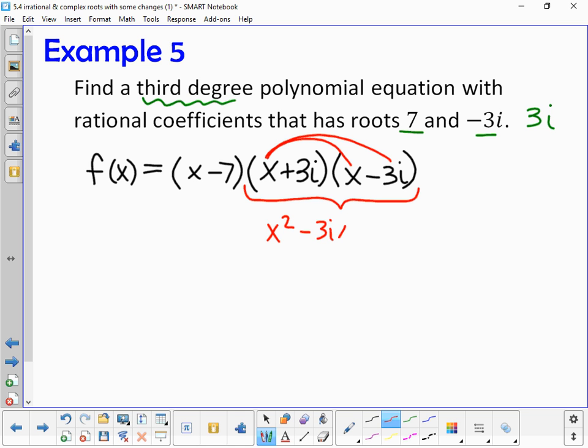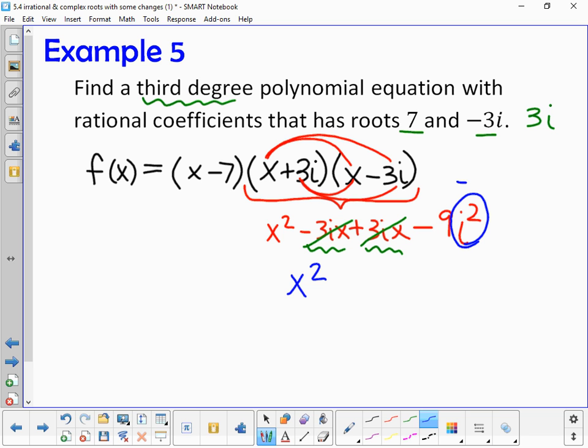So if we multiply these two factors that contain the 3i, we would get an x squared, a negative 3ix, a positive 3ix, and a negative 9i squared. Did you notice that we had a negative 3ix and a positive 3ix? Those terms reduced to 0. So we have x squared, and we also have this negative 9i squared, but we know that i squared is the same as negative 1. So this is really a negative 9 times a negative 1, which is a positive 9. Okay, so we've multiplied together those two terms.